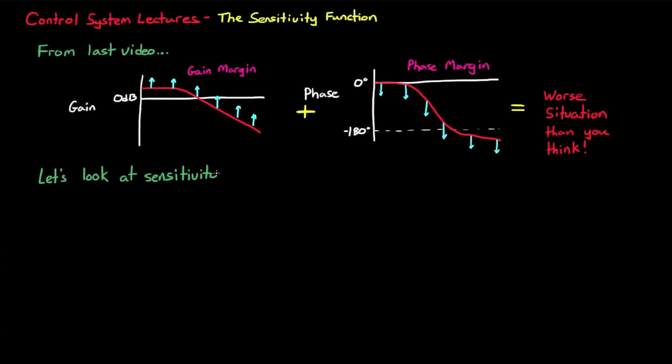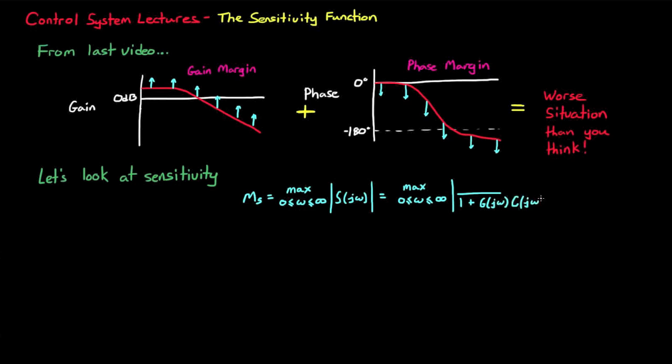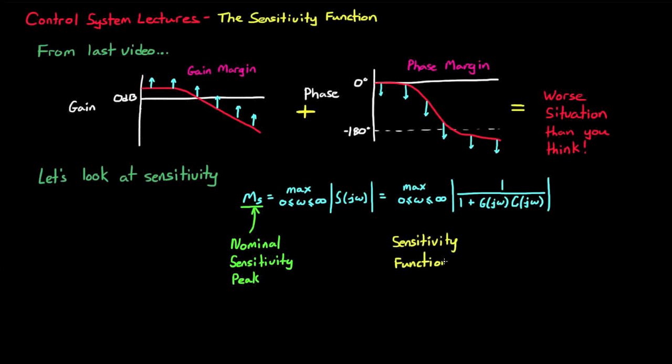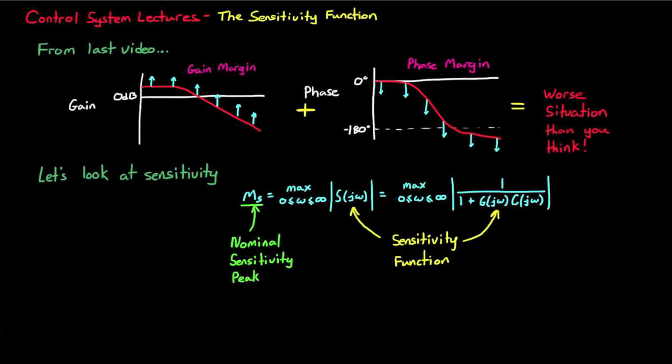If you look up the sensitivity function in any control systems book, it'll display this accurate but slightly confusing equation. But once you understand the basic concept behind this equation, I think you'll find that you won't need to memorize it because it just makes a lot of sense by reasoning through it. It says that M_s, or the nominal sensitivity peak, is equal to the maximum absolute value of the sensitivity transfer function evaluated at j omega, for omega from 0 to infinity. Now I'll come back to this equation, but let's do it from two completely different paths.